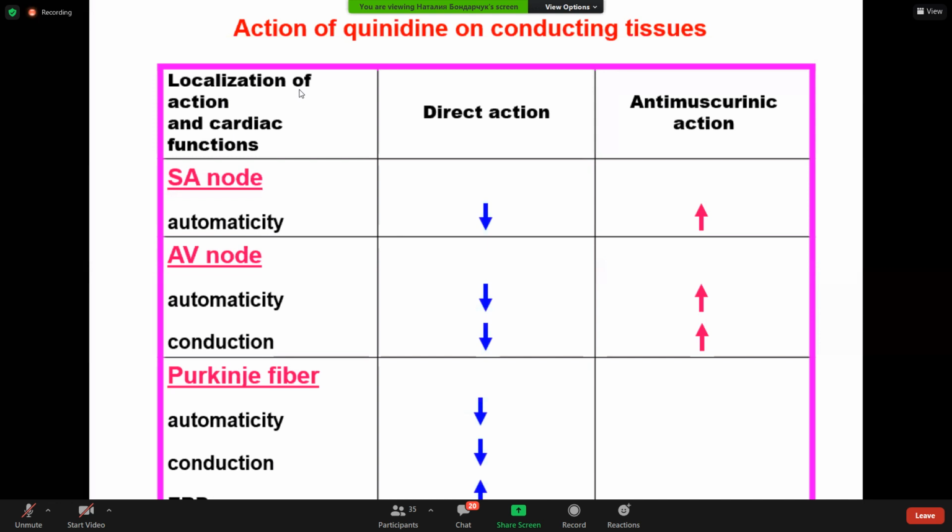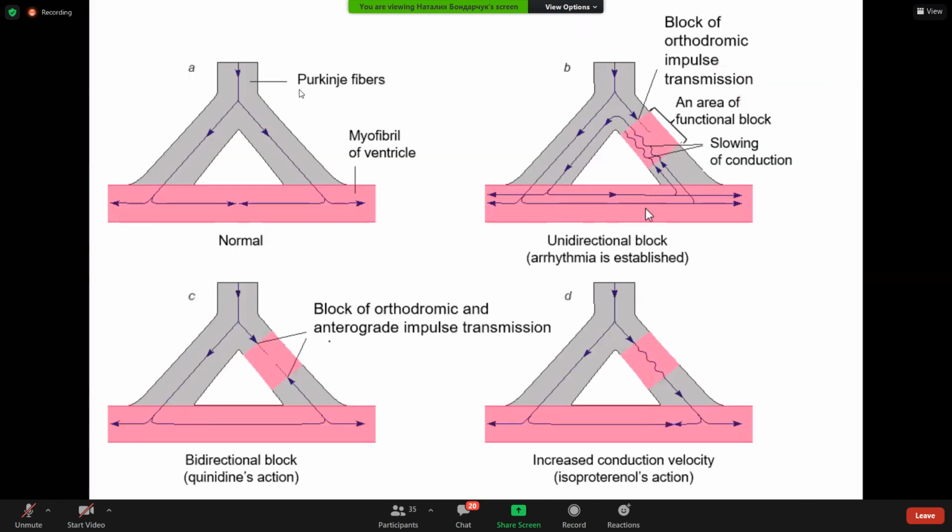So we can use quinidine to treat re-entry arrhythmia because quinidine will block both directions of the impulses, orthodromic and anterograde impulse transmission. So that's why this drug converts unidirectional block to bidirectional block.